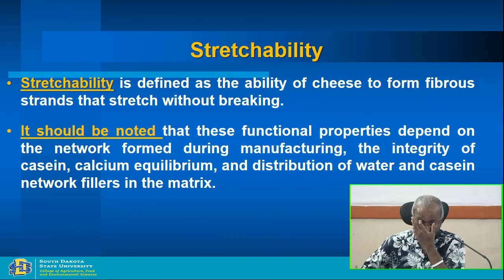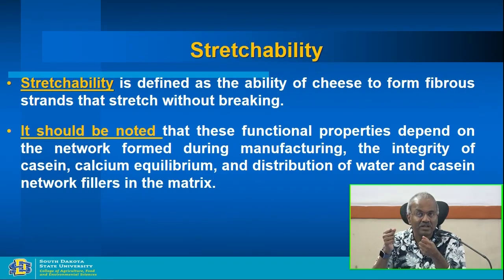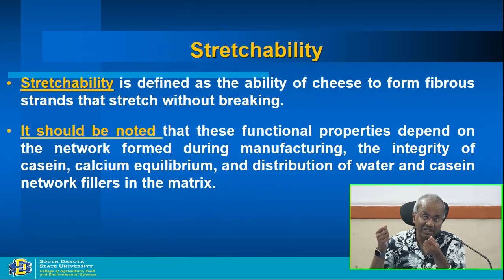Okay, next topic for discussion is stretchability. How much can the cheese stretch? What are the ways we can measure the stretch? Any thoughts? Tensile, okay. So basically, stretching is all about tensile only, right? Only we have to do tensile.